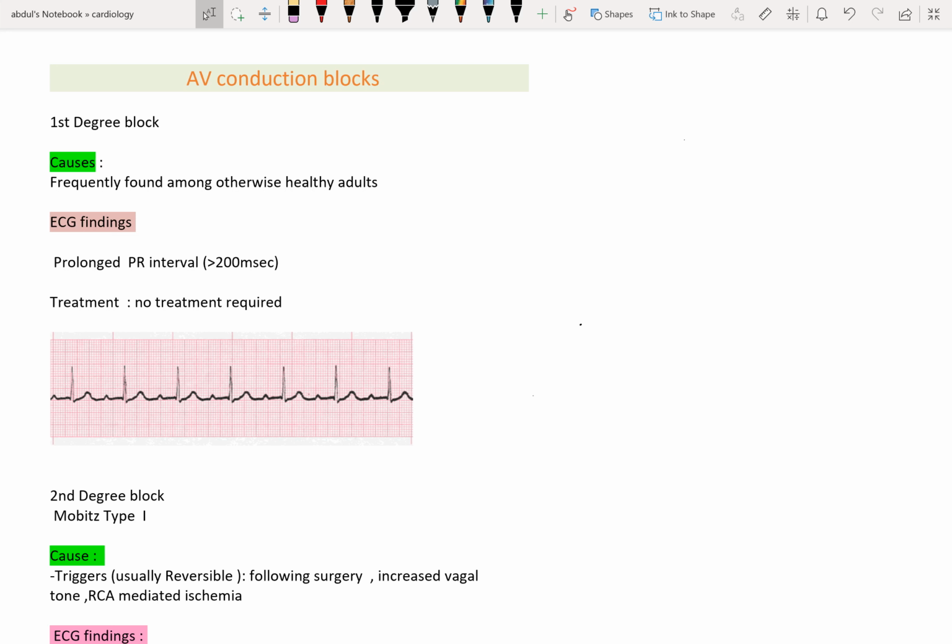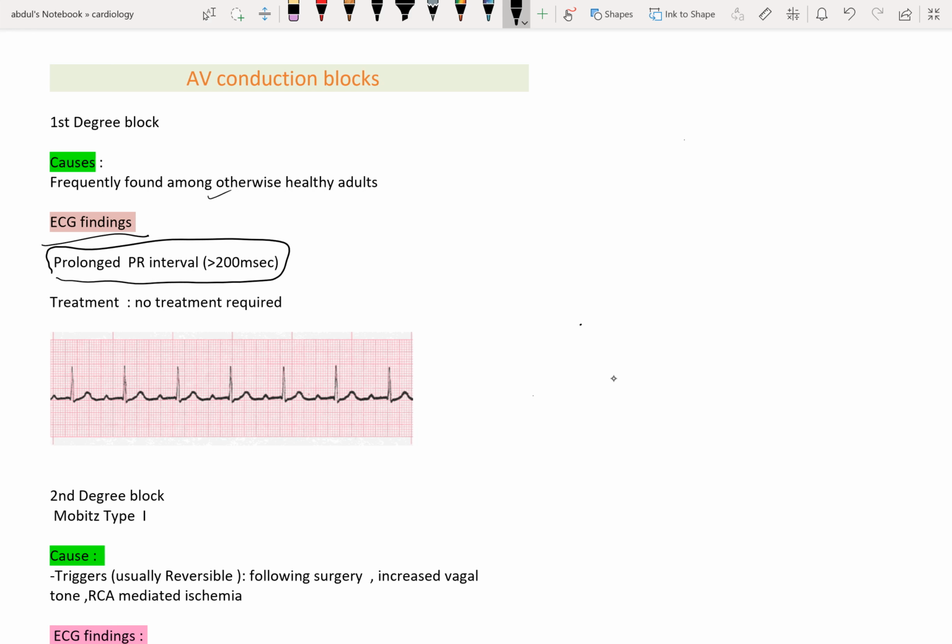It has been shown that it's normal in healthy adults, and it's very frequently found, so it's not all the time present. Okay, so if that's the cause, we have the ECG findings. The only thing that we notice is the prolonged PR interval.